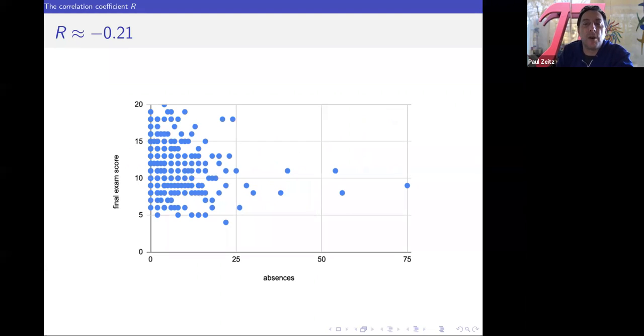I would love it if somebody just spoke up. What does it mean in terms of what it's saying about school? You could either say it with chat or say it with a voice. So it seems to be saying that there's a very slight negative relationship, saying that the more you're absent, the lower your final exam scores are.